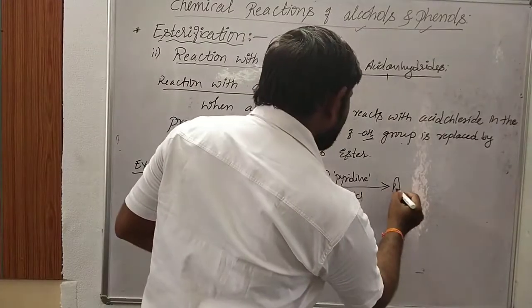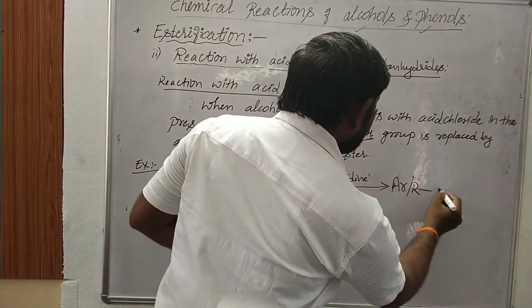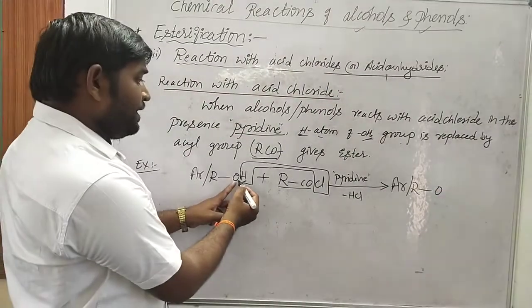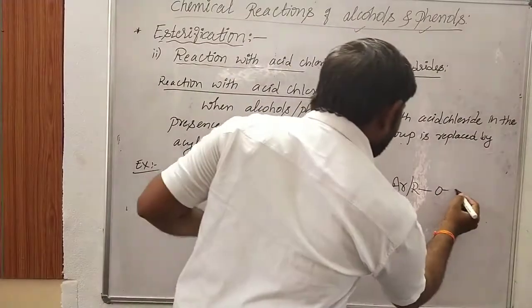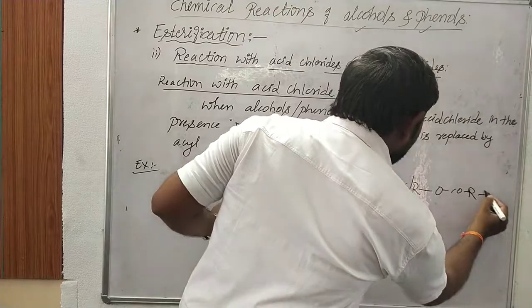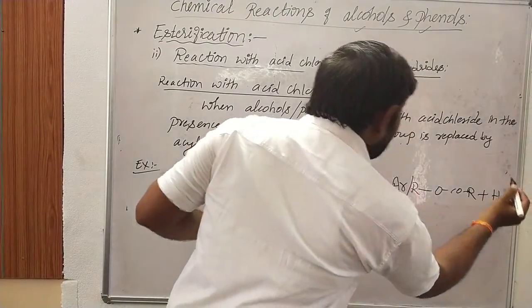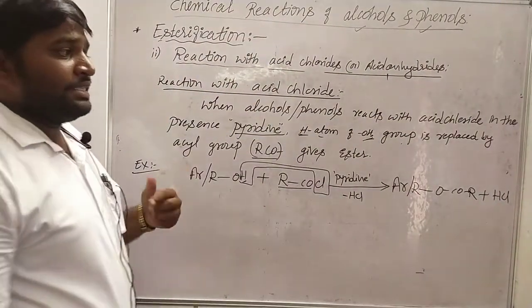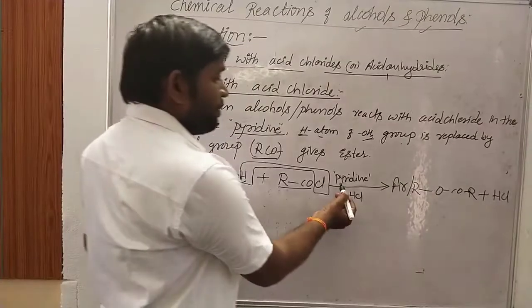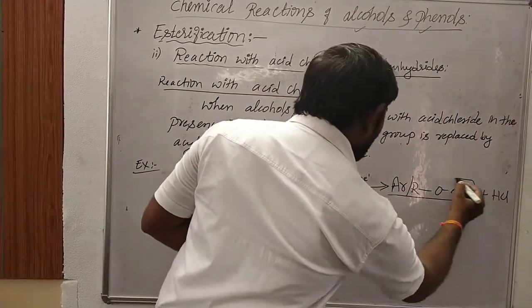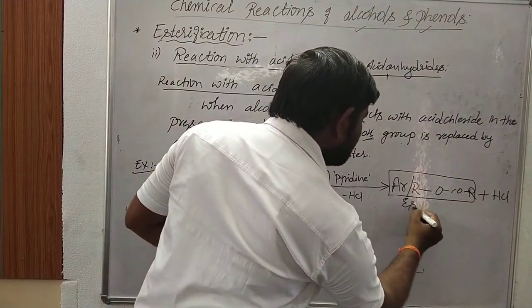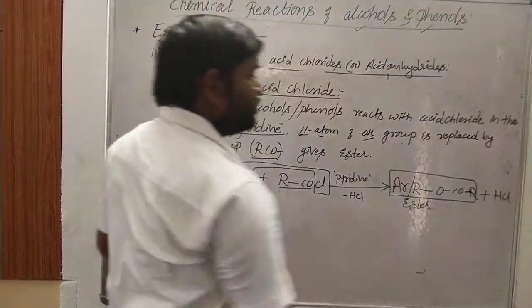That leads to the formation of what? R, here O is there, and after that O, here CO, R is there. After that, what is going to be eliminated? HCl gas is going to be eliminated, or absorbed by the pyridine. This product is called an ester molecule.